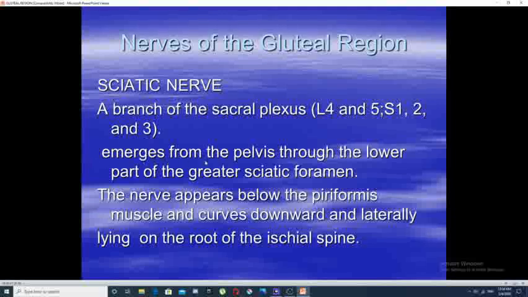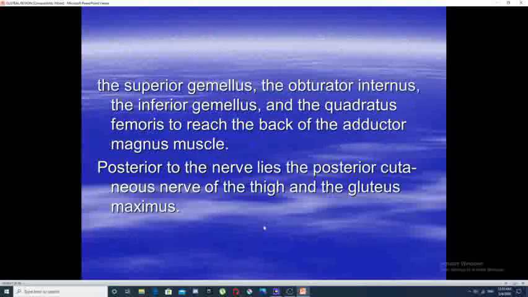It emerges from the pelvis through the lower part of the greater sciatic foramen, and the nerve appears below the piriformis muscle and curves downwards and laterally, lying on the root of the ischial spine, superior gemellus, obturator internus, inferior gemellus, and quadratus femoris to reach the back of the adductor magnus muscle. Posterior to the nerve lies another nerve called the posterior cutaneous nerve of thigh, and the gluteus maximus muscle.